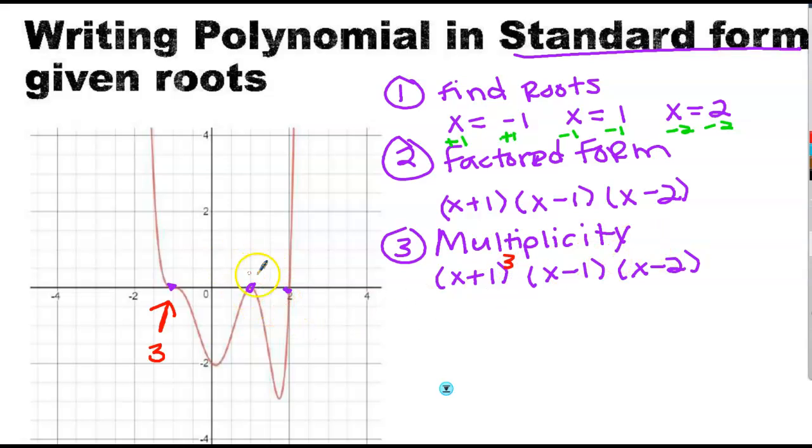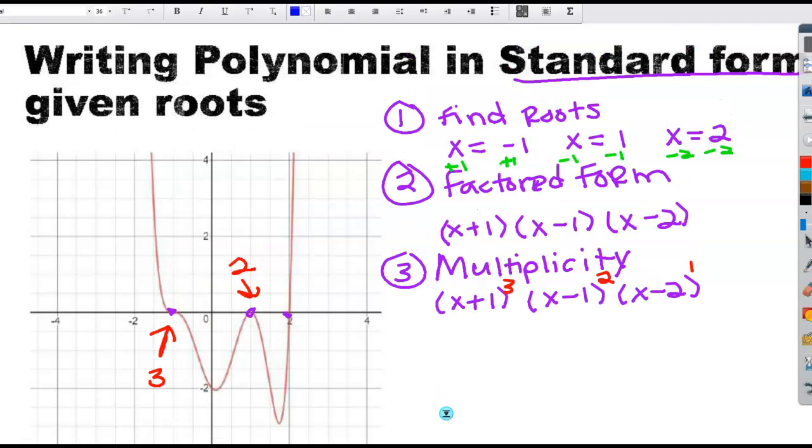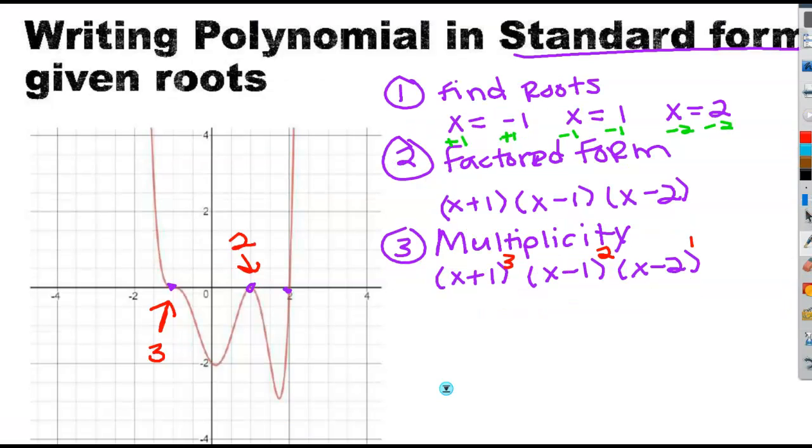Right here, I had a multiplicity of 2, quadratic style. So it's going to be to the second power. And finally here, I had a multiplicity of 1, which I technically don't need that 1 there. So here's the thing, guys. What's really nice is if this question asks, hey, write this in factored form, then we would be good. This is factored form. We would have our answer and we're done.